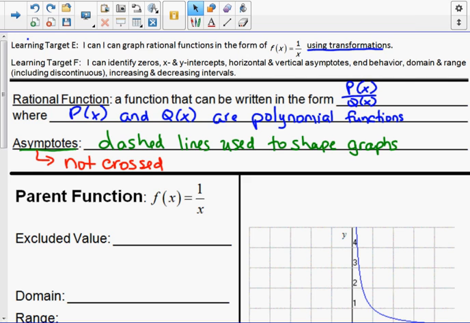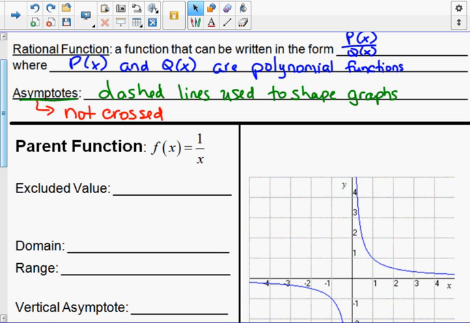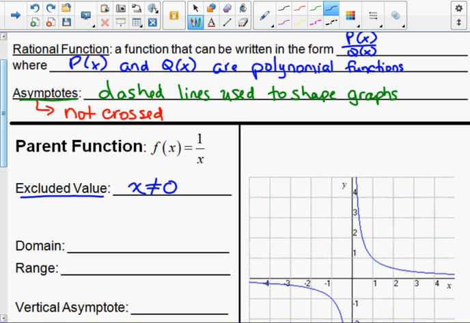So moving along and looking at the parent function, hopefully you recognize it's a fraction and we have something like 1 over x. And if you recall, with fractions, the denominator cannot ever equal 0. So our excluded value is going to be 0, or x cannot be 0. Now this hopefully leads into what our domain is going to be. Our domain is going to be everything but 0. So we'll have from negative infinity until 0, and then from 0 to infinity.